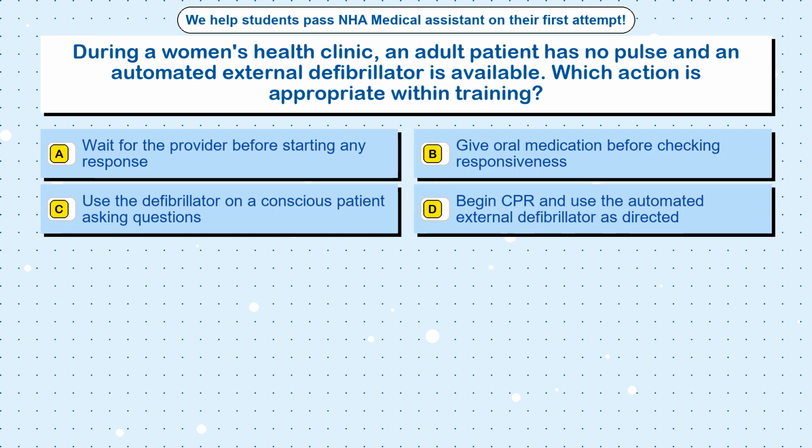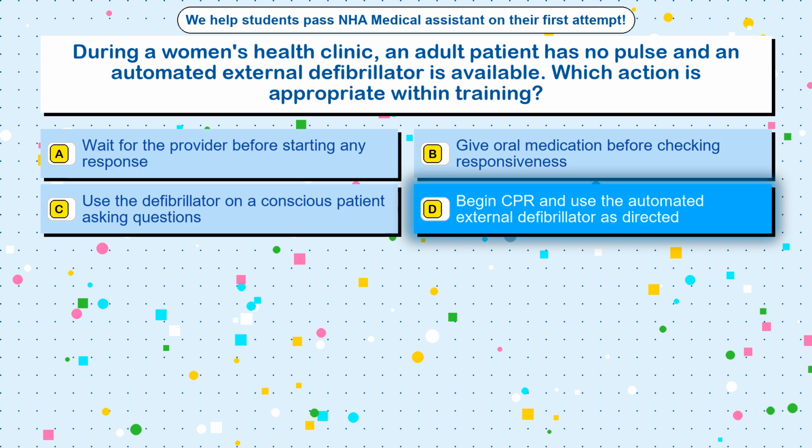Question 81. During a women's health clinic, an adult patient has no pulse and an automated external defibrillator is available. Which action is appropriate within training? Option A. Wait for the provider before starting any response. Option B. Give oral medication before checking responsiveness. Option C. Use the defibrillator on a conscious patient asking questions. Option D. Begin CPR and use the automated external defibrillator as directed.